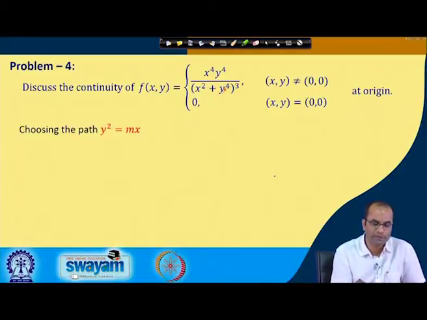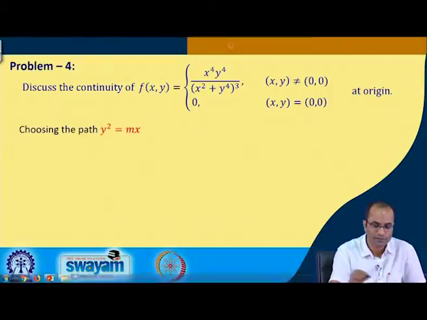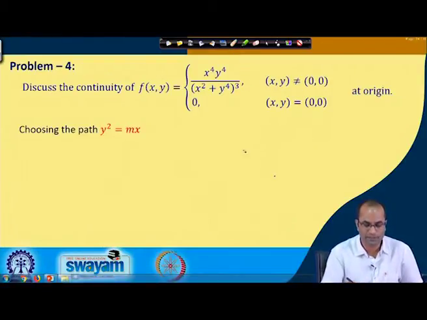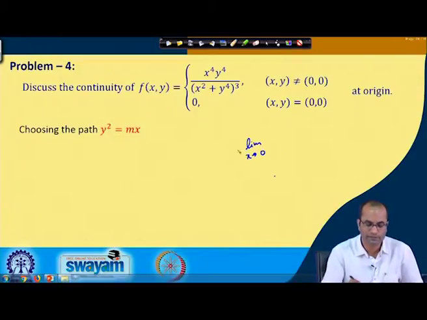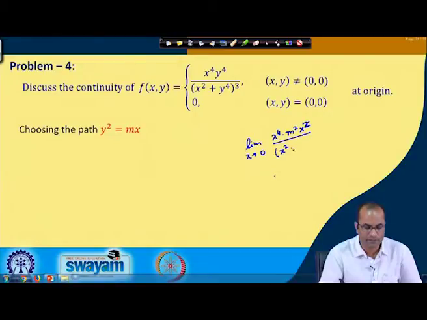Choosing y square is equal to m x, due to this y power 4 here. If y square is m x, then y power 4 is m square x square, and then we can have this x square common. So we substitute this y square there, and take the limit x goes to 0, because this path will take us to the origin only. So we have x 4 and then y square whole square, which becomes m square x power 2, divided by x square plus y square whole square again. So this is m square x square and power 3, so this x power 6.